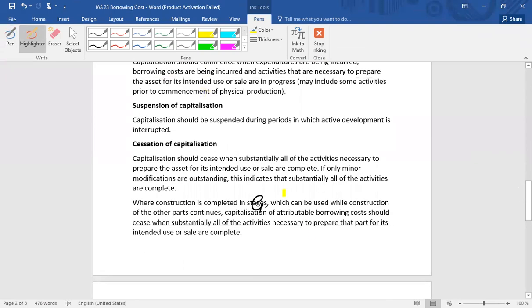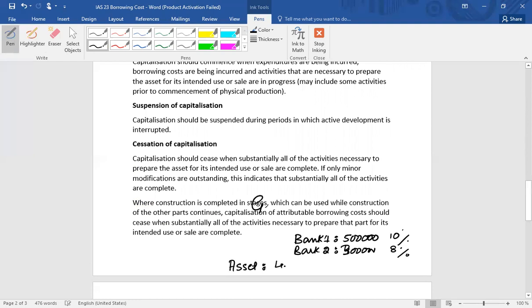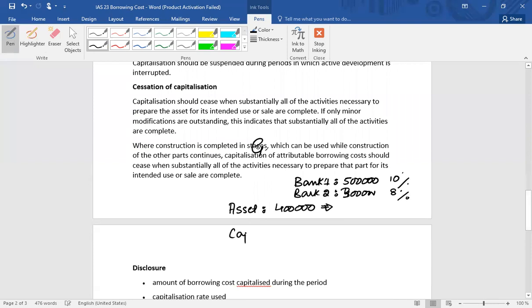Now, for example, suppose you took a loan from bank one, 500,000, at an interest rate of 10%. Also from bank two, 300,000 at an interest rate of 8%. And now you are using 400,000 on the construction of an asset. Now, whether we'll use the 10% interest rate or the 8% interest rate, as it's a general pool, what you have to do is identify the capitalization rate. And that is the weighted average rate of all the borrowings.